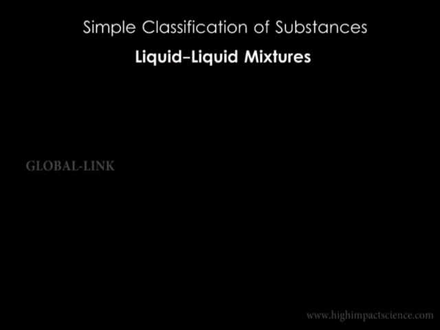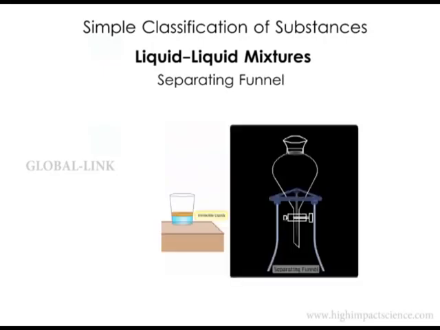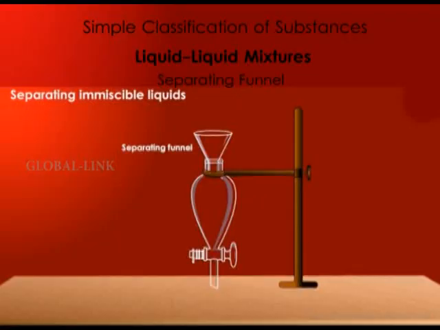Next is separation of liquid-liquid mixtures. First method, separating funnel. Now, a separating funnel is used to separate immiscible liquids like water and oil. Immiscible liquids are usually of different densities. A separating funnel is a special flask in the shape of an inverted cone. It has a mouth at the top and a stopcock at the bottom. The mixture is put into the separating funnel, placed on a stand. It is allowed to stand for some time.